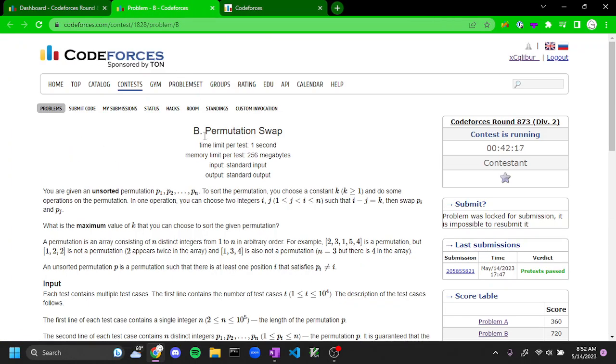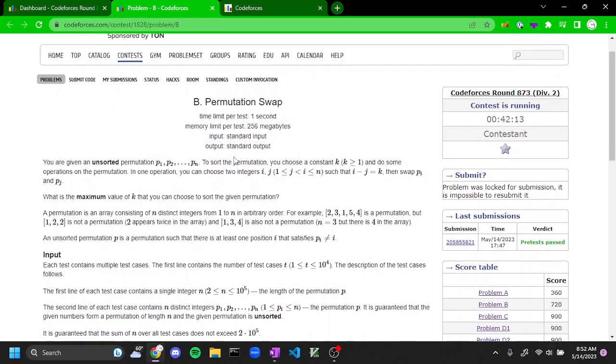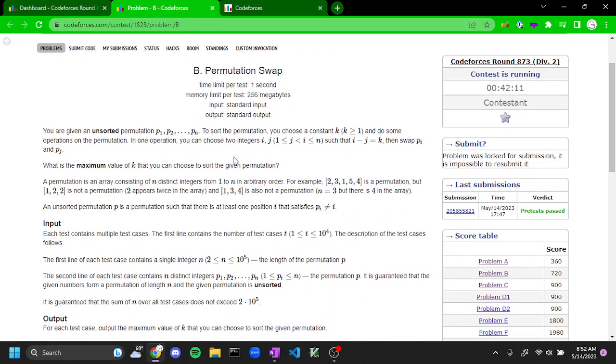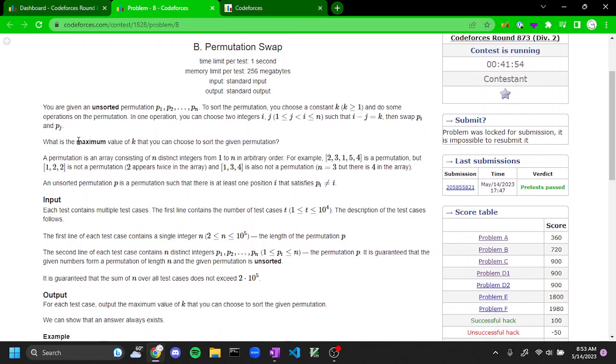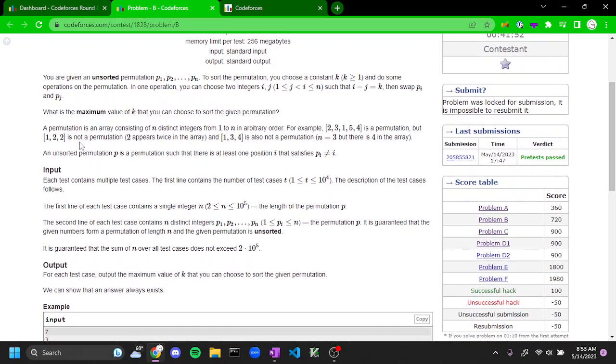Okay, moving on to question B, permutation swap. So you're given an unsorted permutation, and your goal is to find 2 integers, i and j, such that the distance between i and j is exactly k, and then swap the 2 elements at those indices, right? So what's the maximum value of k you can choose in order to sort the permutation?